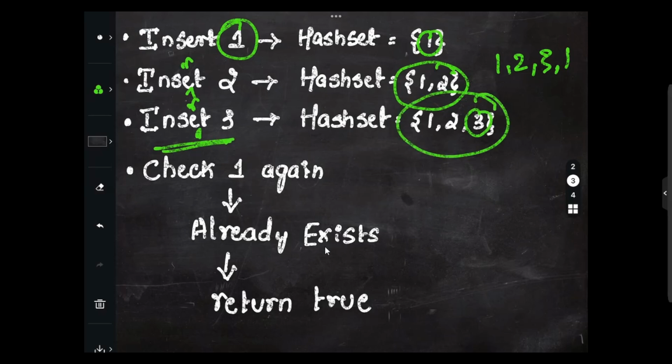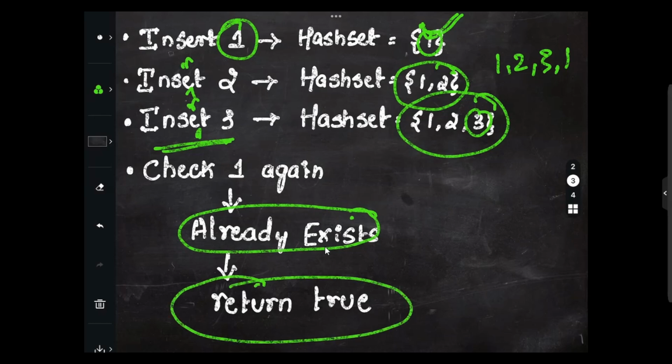So we will check for 1 again. We'll try inserting 1 again, but 1 already exists in the hash set, the first element in the hash set, right? So in that case we will return true. If any element gets repeated in the hash set, at that particular step itself, we will return true. So here we check for 1 again, 1 already exists, so we will return true. Simple. You will understand this crystal clear when we write the code.